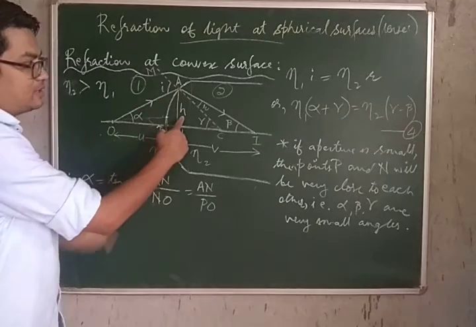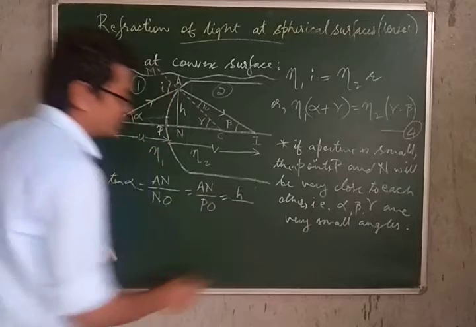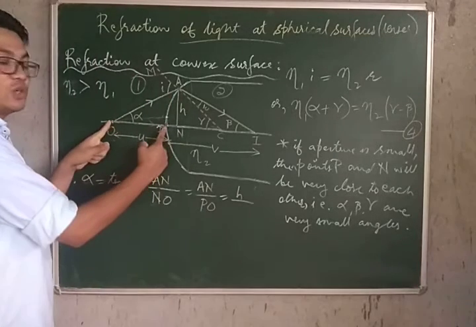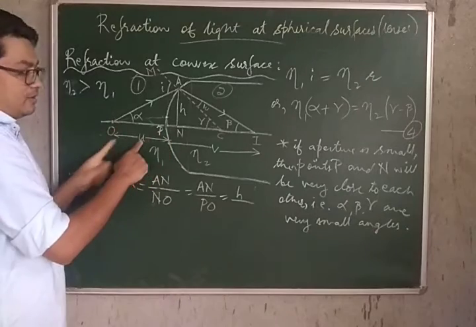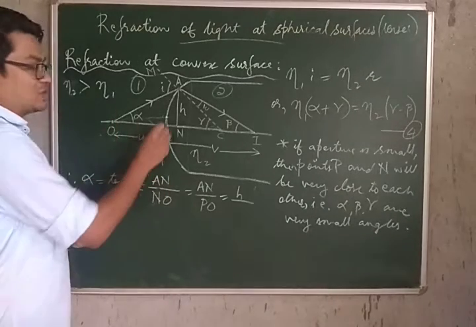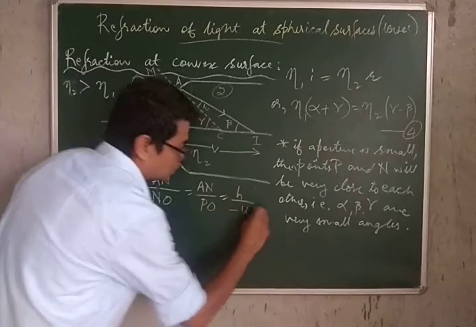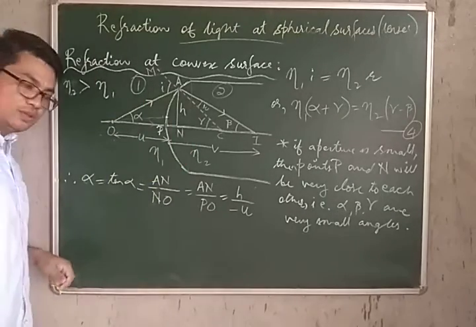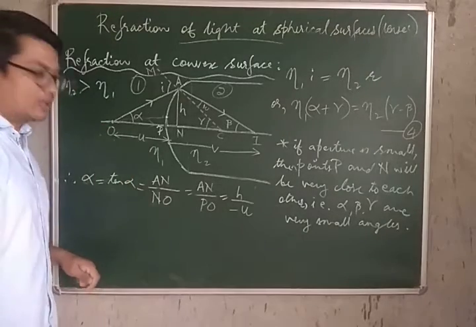Now what is AN? AN we've considered it to be h. So h divided by, what is PO now? It is the object distance, the distance of the object from the pole, which is u. But since it is on the left hand side of the pole, we take PO to be minus u. Incorporating sign convention, remember that.